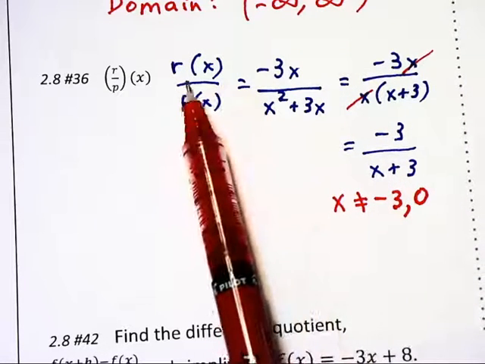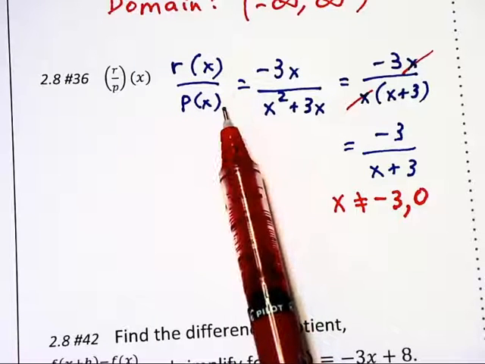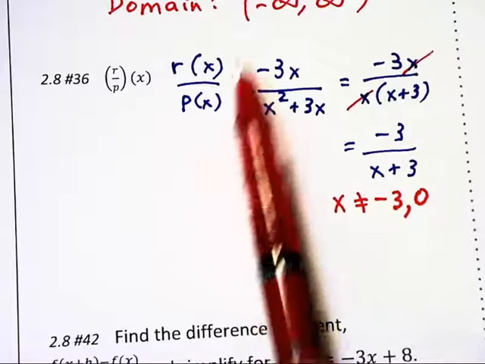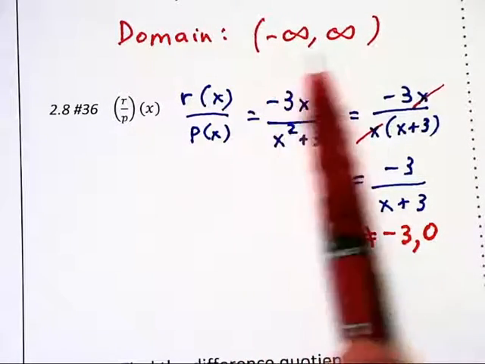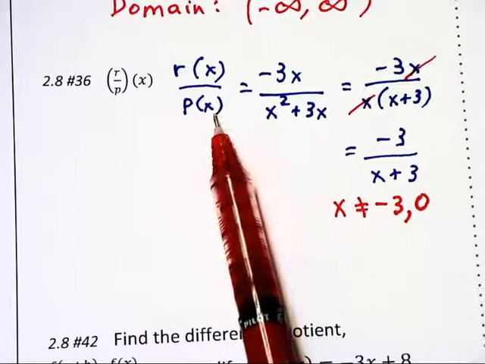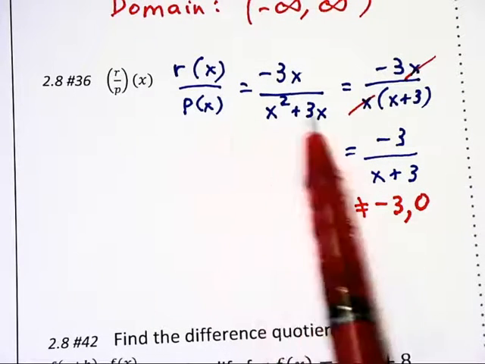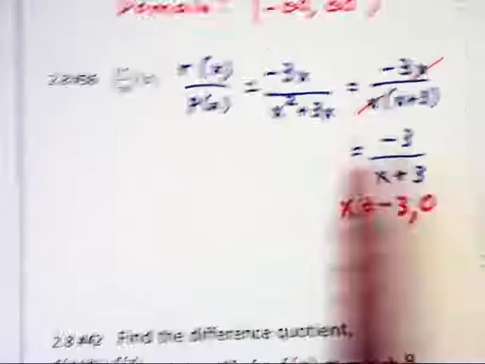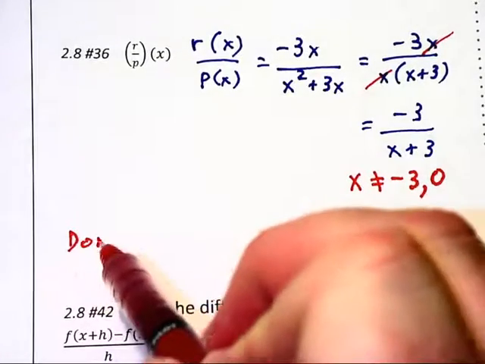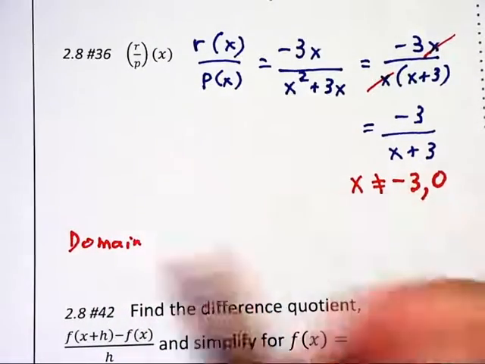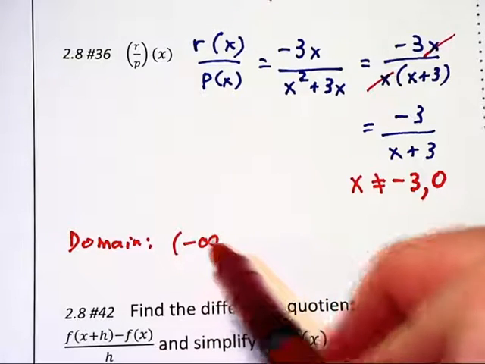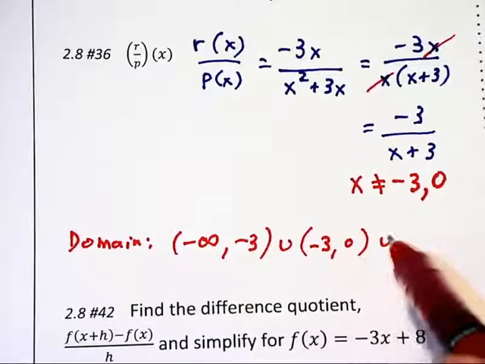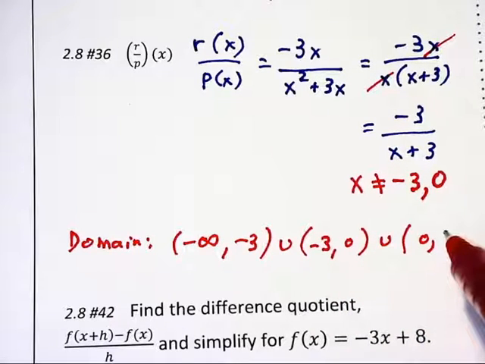Basically, we knew r had a domain of all real numbers. We knew p had a domain of all real numbers. And we found up above, in the previous part, that the domain of their sum, difference, or product was all real numbers. But here we're dividing by p(x), and we've got two possible values of x in the denominator, which could have us dividing by 0. So for this problem, the domain will be all numbers except negative 3 and 0. So negative infinity up to negative 3, united with the interval between the two numbers, united with the numbers to the right of 0.